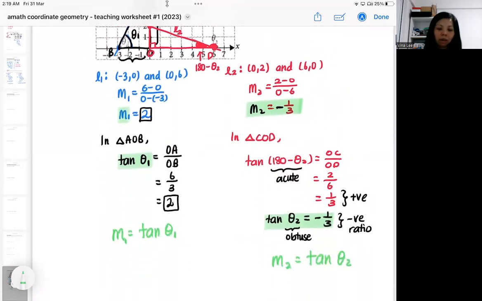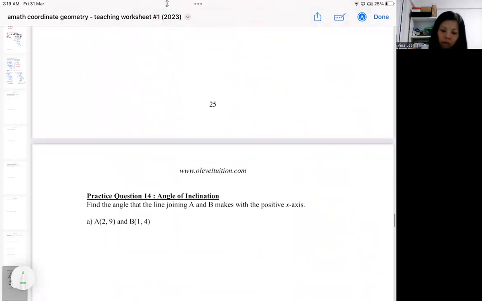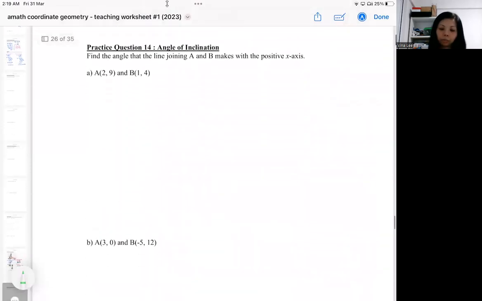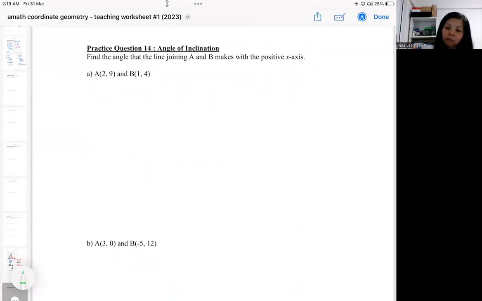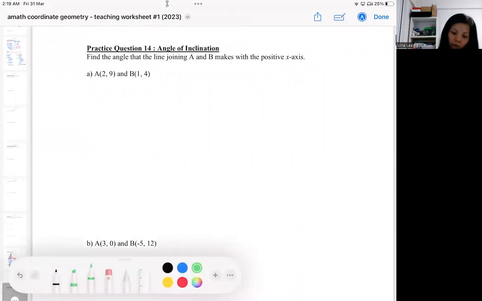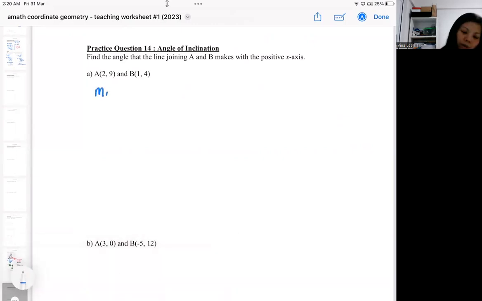Okay, so I think it's easier if I show you on the example here. I'm supposed to find the angle that the line makes with the axis. Bear in mind what I said just now. If the gradient is positive, the angle is acute. If the gradient is negative, the angle is obtuse. So I'm going to calculate my gradient first.